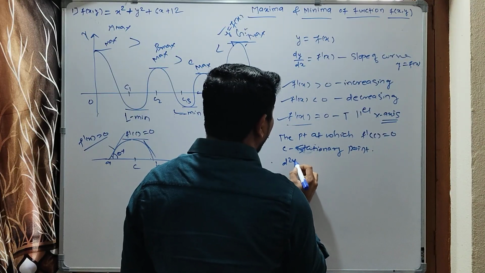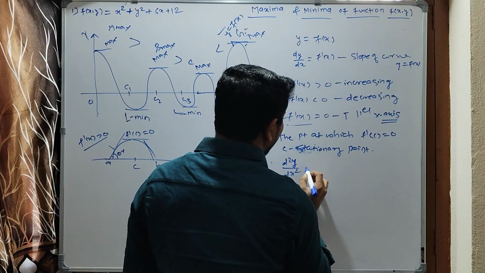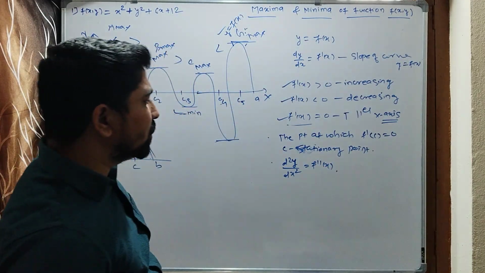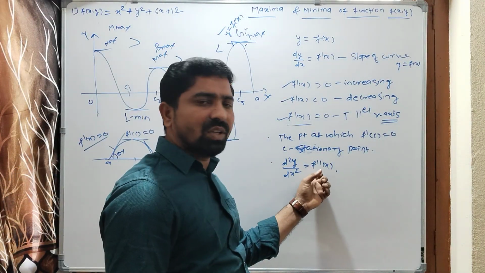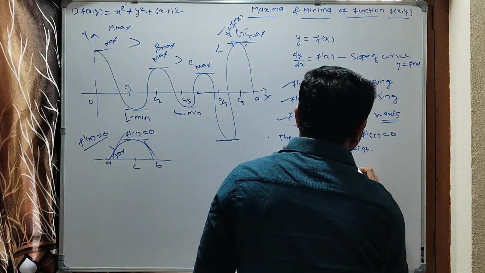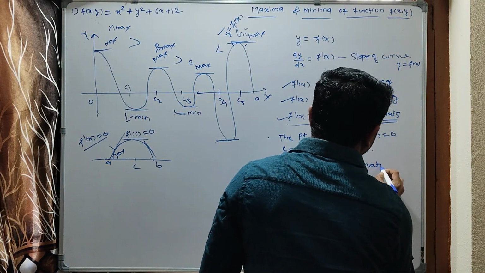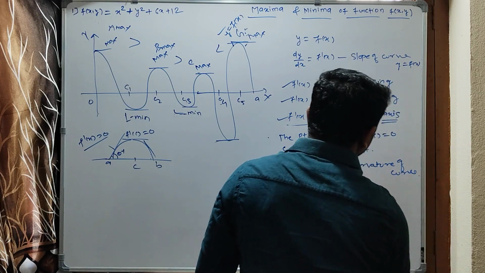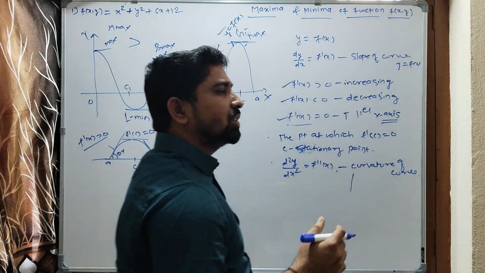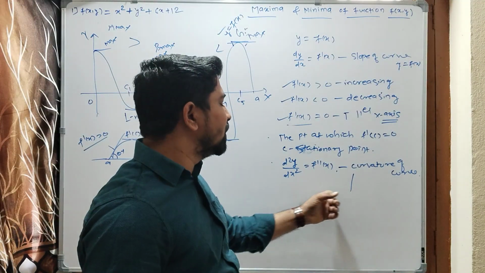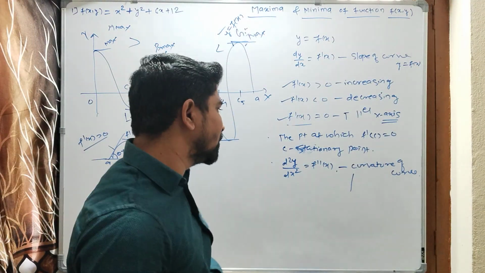So here d2y by dx square, which is equal to f double dash at x. Now this is the double derivative of my function, which represents the curvature of the function. So here I will define curvature of the curve, or we can say the change of the slope in x direction.